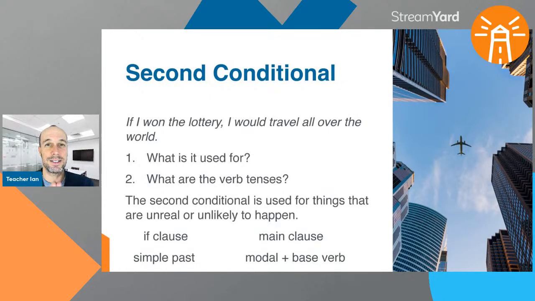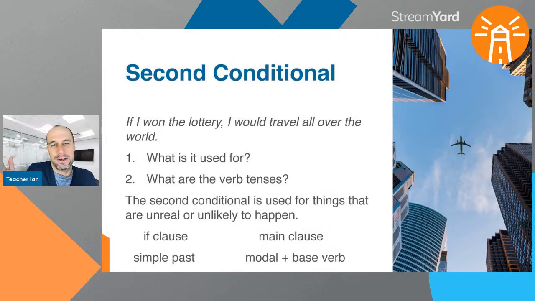So our second conditional. This example: if I won the lottery, I would travel all over the world. Kind of like what Christian just said. If I won the lottery, I would travel all over the world. But the meaning is a little bit different. So if we look down below, the second conditional is used for things that are unreal or unlikely to happen. I'll say that again. The second conditional is used for things that are unreal or unlikely to happen.